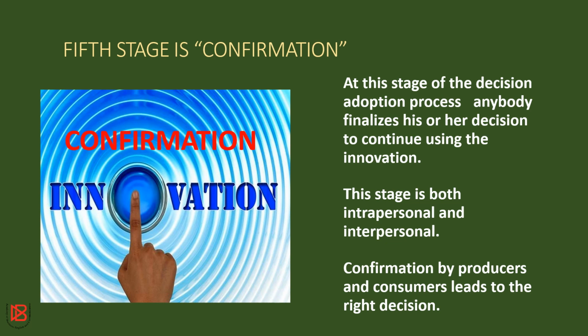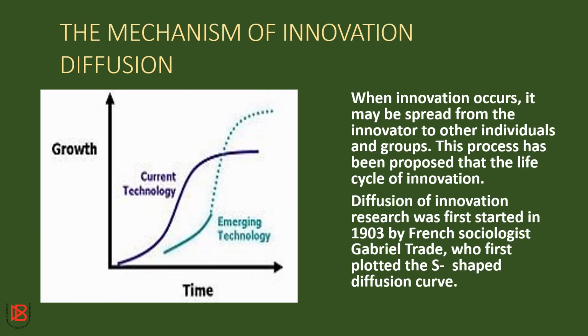But the fifth stage is the last stage, that of confirmation. This is the stage in the decision adoption process where anybody can finalize his or her decision to continue using the innovation. This stage is both interpersonal and intrapersonal. It suffices the community needs and the individual needs together. It is the confirmation that the producers and the consumers are in the right direction that they want to continue with.